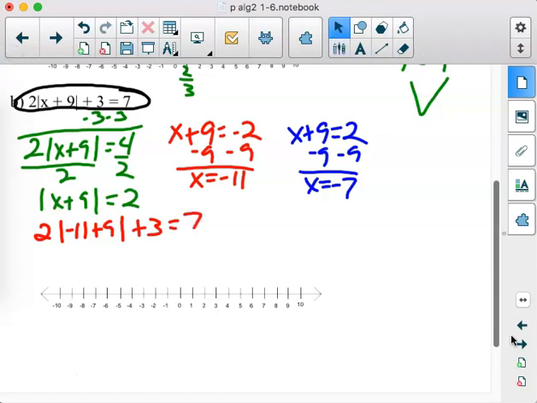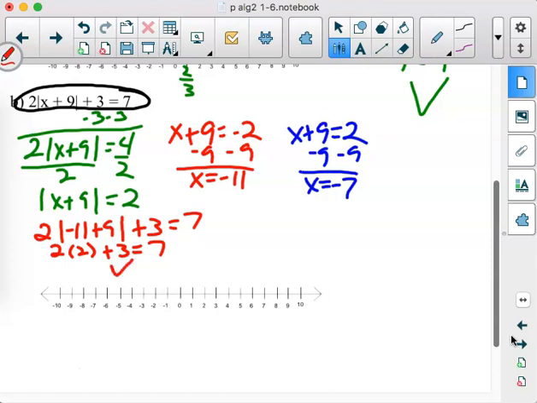So let's talk through this one. Brandon, what's -11 plus 9 right here? -2. What's the absolute value of -2? 2. So this is really going to end up being 2 times 2 plus 3. Well, that's 7. 2 times 2 is 4, and 4 plus 3 is 7. That one's good. Better check the other one.